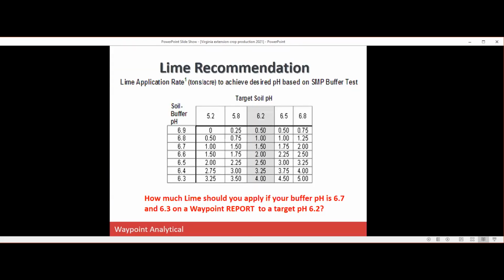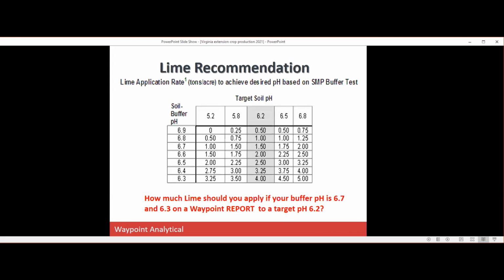So how do we go about making lime recommendations? It's pretty easy. You get the buffer pH on the soil test report, which is a 6.7 here. You go to the lime recommendation table, you go across, and you see that we recommend 1.5 tons. It's pretty straightforward. If we had a 6.3, you would go across here to your target pH, and you're going to get a 6.2. The main thing is you need to know what buffer test each lab is running.